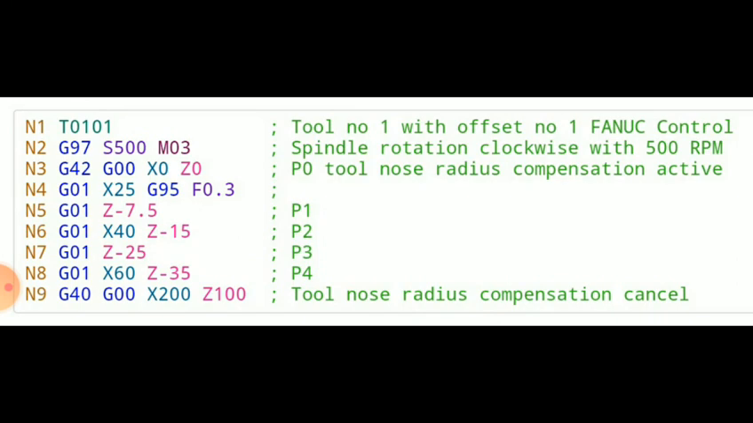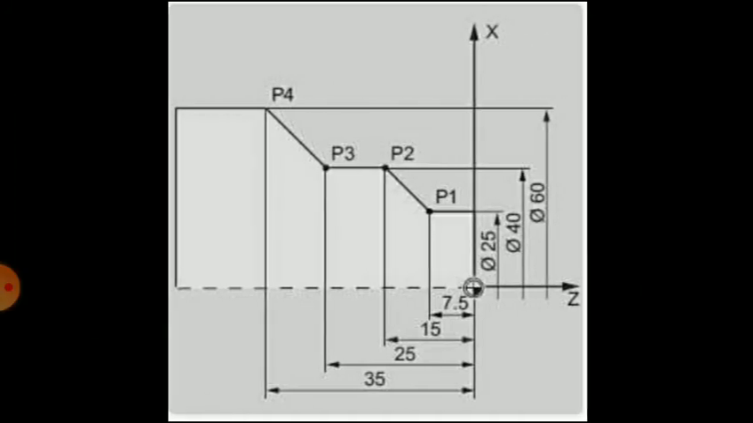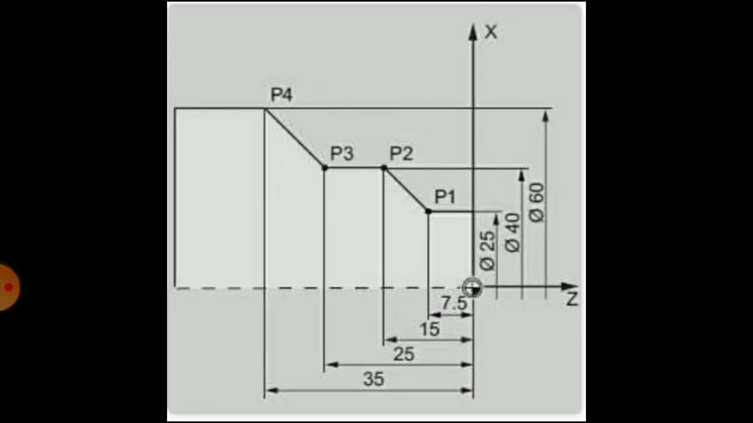Then the next block, that is N6, G01 X40 Z minus 15. So this is a taper turning operation. You have to move the tool from P1 to P2 to make the taper turning operation. So initially the tool is at P1. Now you have to move the tool to the point P2 to make the taper. So you have to give the coordinate of the point P2.